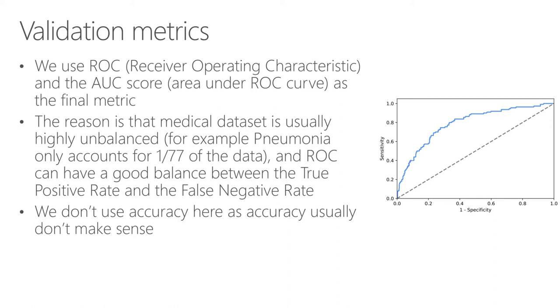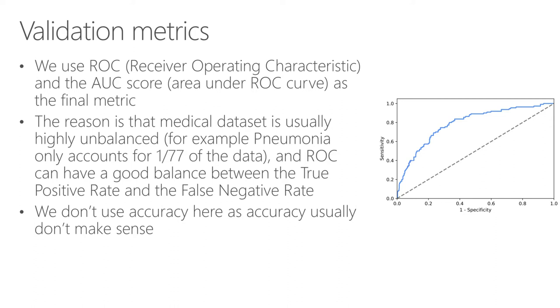Usually people use precision or F1 score. F1 score is also very great here. But in this case, we are using AUROC, or the AUROC score. AUROC score means that this is the curve here. It's saying what's the sensitivity of the model versus the specificity of the model. Basically, it means how the model can correctly identify the true positive samples as well as the true negative samples.